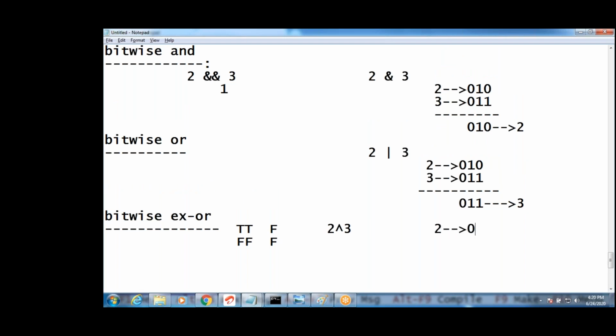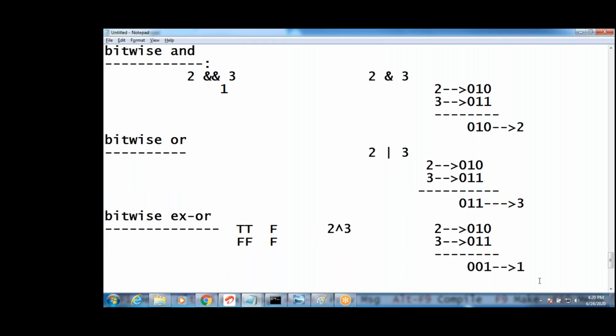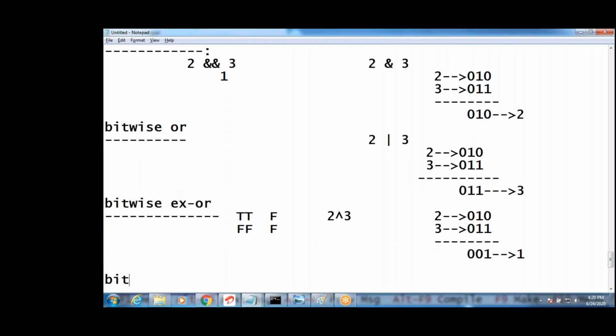What is bitwise XOR? 2 XOR 3. I want to know 2 XOR 3, guys. How to write 2 XOR 3? 2 binary value is 0 1 0. What is 3 binary value, guys? See this, 0 1 1. How to do the XOR value? 0 0 is 0, 1 1 also 0, then 0 1 is 1. This answer is 1. This is XOR, bitwise XOR. This is bitwise AND, bitwise OR, bitwise XOR. Okay? Last one, bitwise NOT.